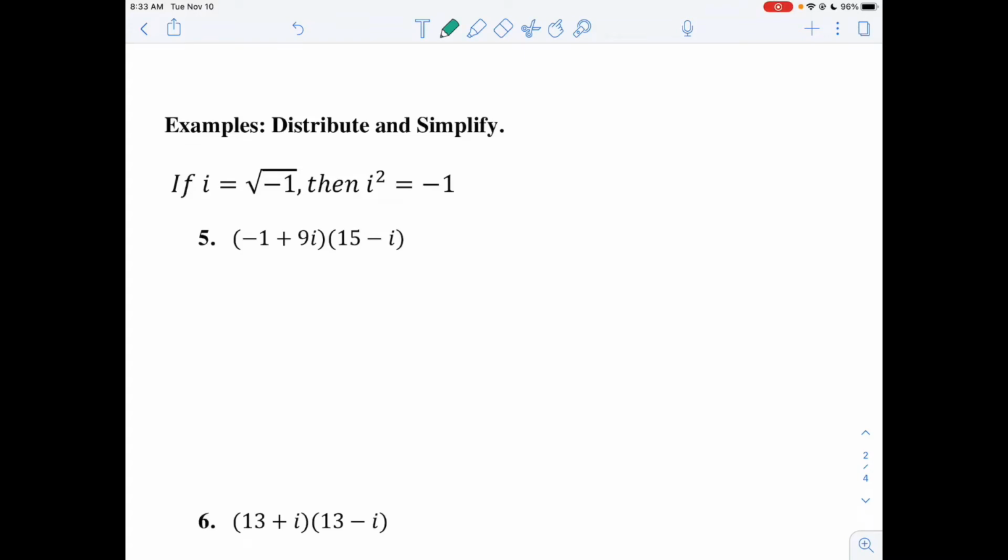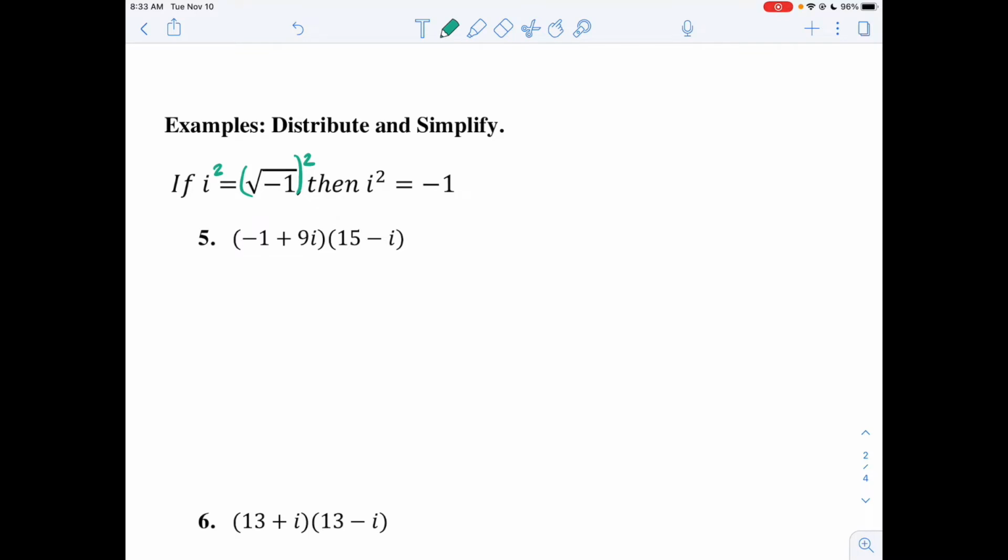Now we're going to look at multiplying imaginary numbers together. And one thing that we need to keep in mind is that i is equal to the square root of -1. If that's true, if I was to square both sides, so i squared and square root of -1 squared, then that's going to mean that i squared is equal to -1.